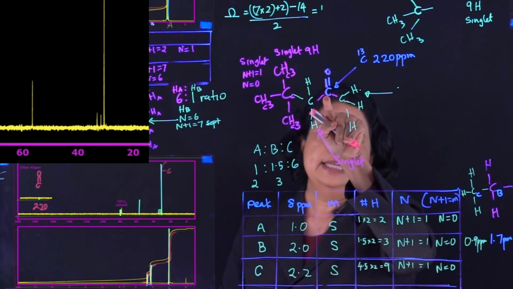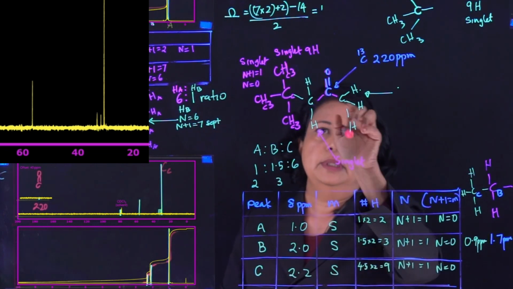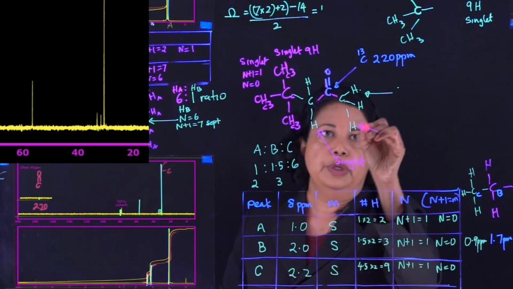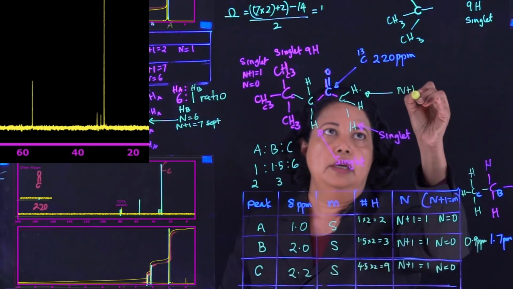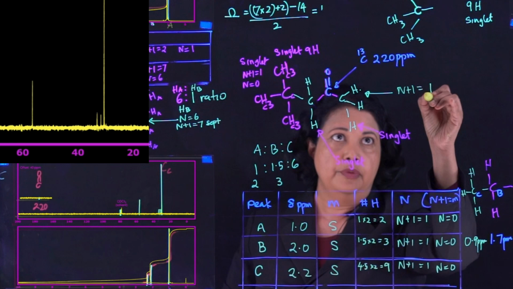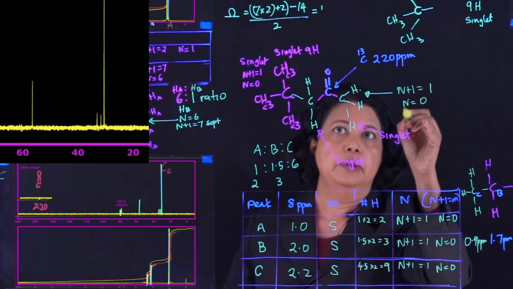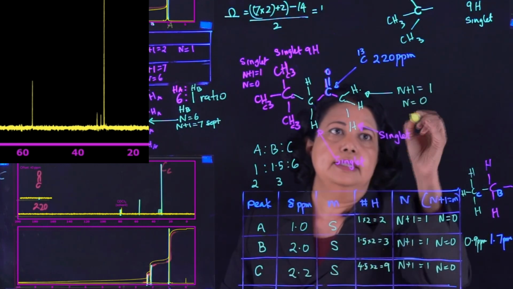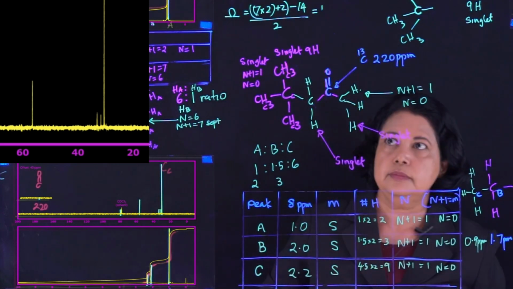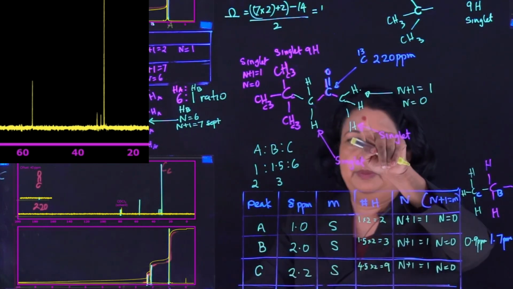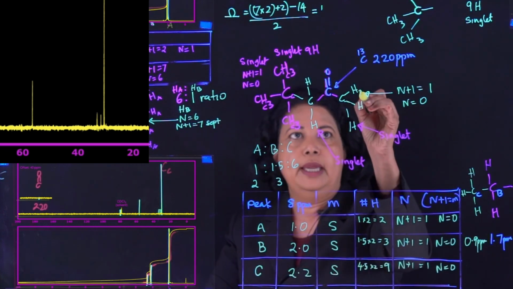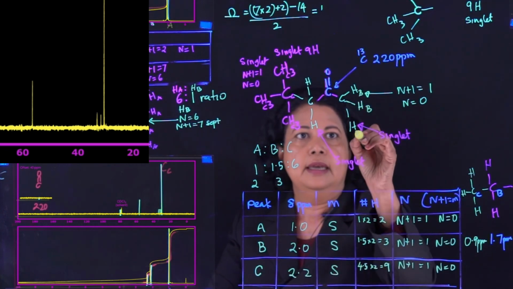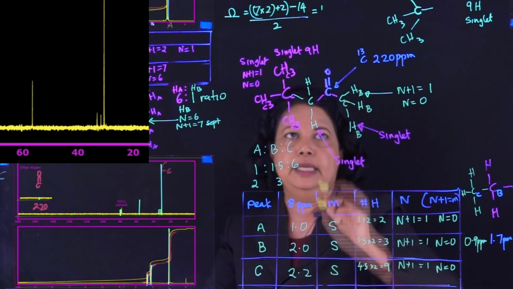Over here, this has a neighbor that is a carbonyl. So this is also going to be a singlet. N plus 1 is going to be 1 for singlet. N is 0, no neighbors. This is your singlet. This is going to be your 3 hydrogens singlet. So these are your HBs. And this is your CB.